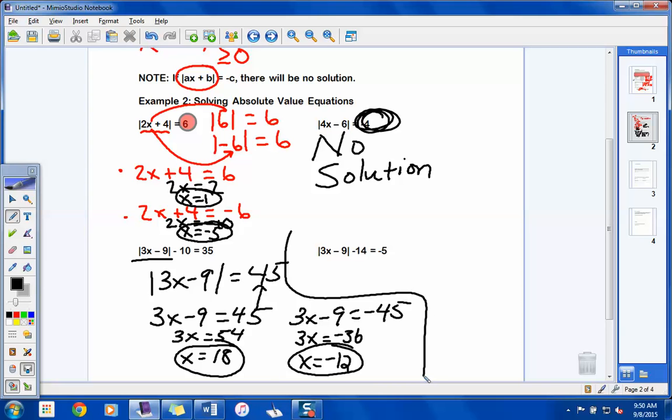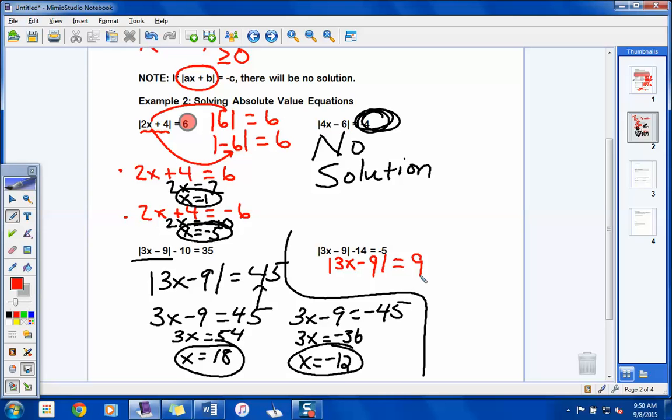Very good. Nice save. All right? Because I would have messed that up. So I'm glad you guys are around to keep me in line. If I add 14 to negative 5, what is that? So this is really 3x, the absolute value of 3x minus 9 equals 9.